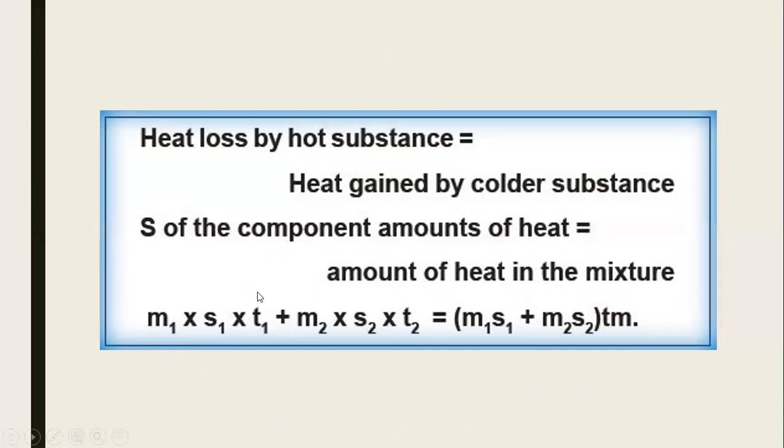Suppose you are mixing two liquids. One liquid has mass m1, specific heat s1, and temperature T1. The other liquid has mass m2, specific heat s2, and temperature T2. When you mix them, what will happen? m1 s1 T1 plus m2 s2 T2 equals m1 s1 plus m2 s2 into T, the temperature of the mixture. This equation will be satisfied.